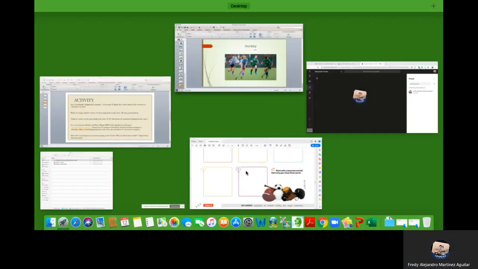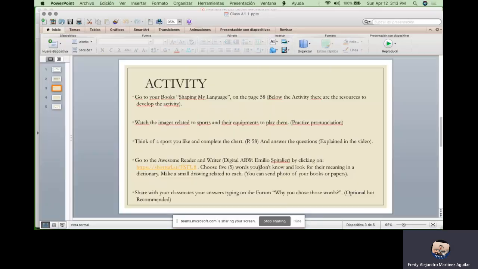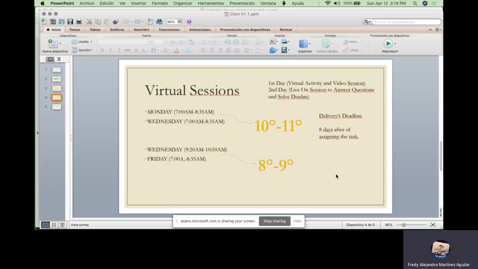Yep. So that is the development of the activity and pages that you have to do. Remember that it is optional in the forum. Now, remember, our virtual sessions: the first day, for example today, is going to be the virtual activity and video session, where the task is assigned. And the second day is going to be the live session in order to answer questions and solve doubts. You can prepare different questions, and I'm going to prepare different questions at the same time.